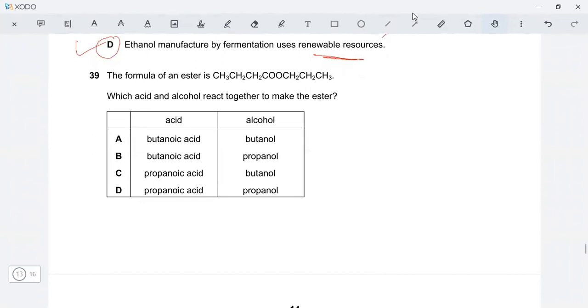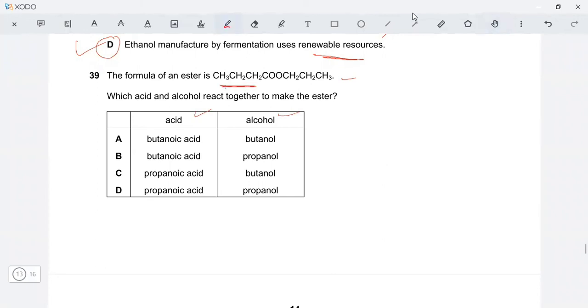39, the formula of an ester is CH3CH2CH2COOCH2CH2CH3. Which acid and alcohol react together to make the ester? So here you look at it. Acid is there and alcohol. Basically, the ester can be made when acid and alcohol react, isn't it? So the sweet smelling compound will be produced. So which acid to be taken in order to get this ester?